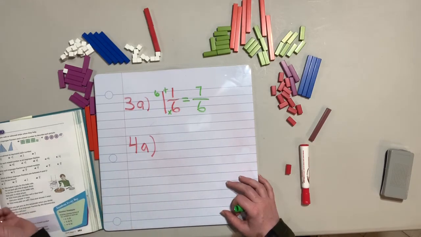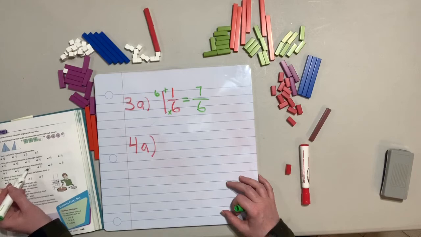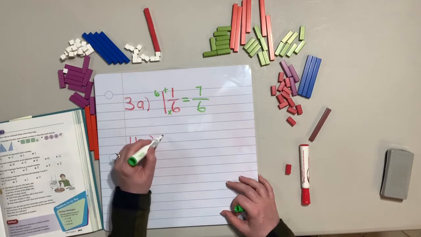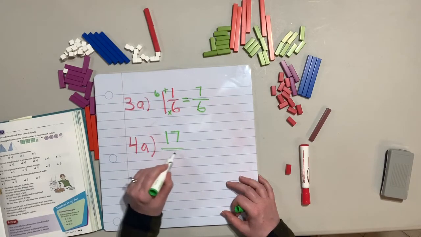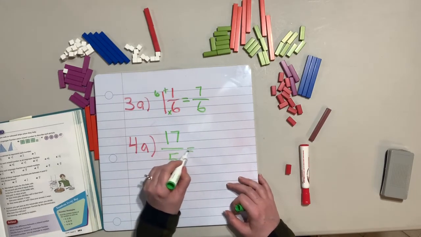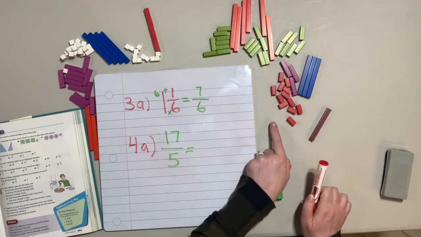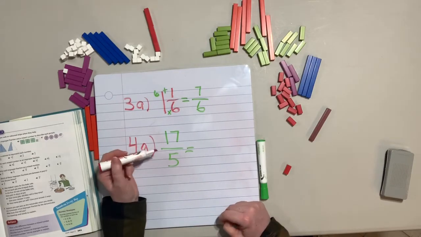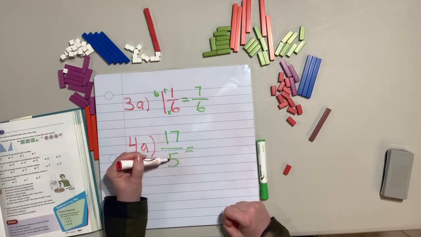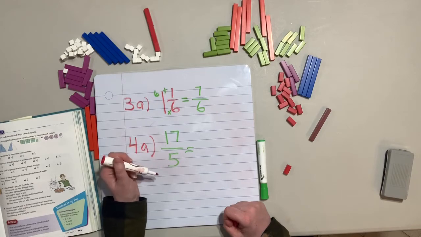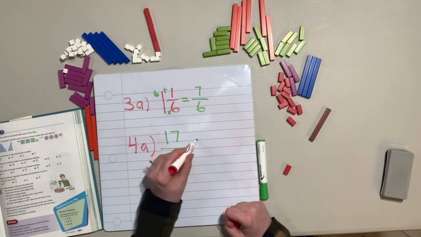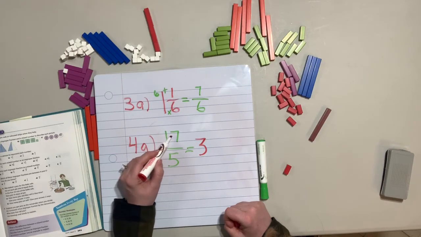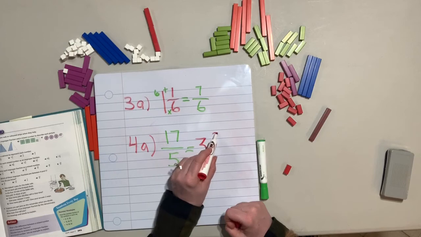Question 4 is just the opposite. Write each improper fraction as a mixed number. So for question 4, they start with an improper fraction. So the first one is 17/5, and you're going to convert it to a mixed number. If you remember from the lesson, the way to do that is you're dividing the numerator by the denominator. So you can say to yourself, how many times would 5 fit into 17? Well, it fits in 3 times. 5 times 3 is 15, but that leaves us with 2 left. So it's going to be 2.